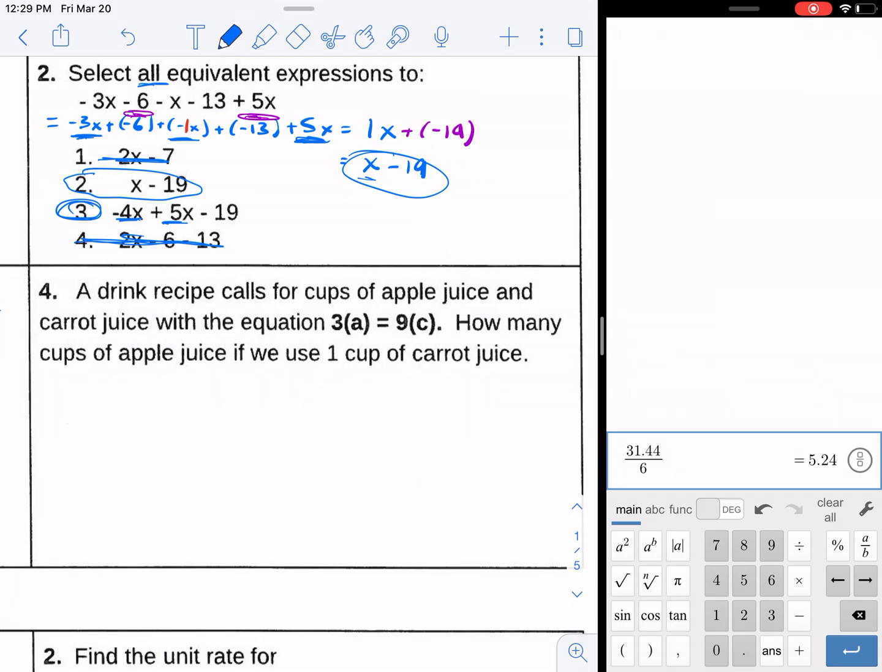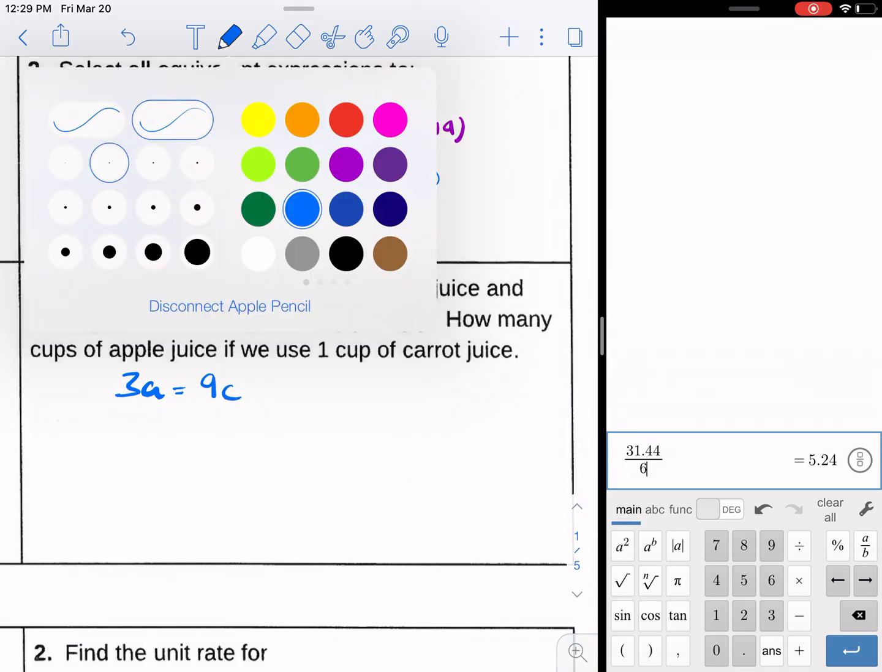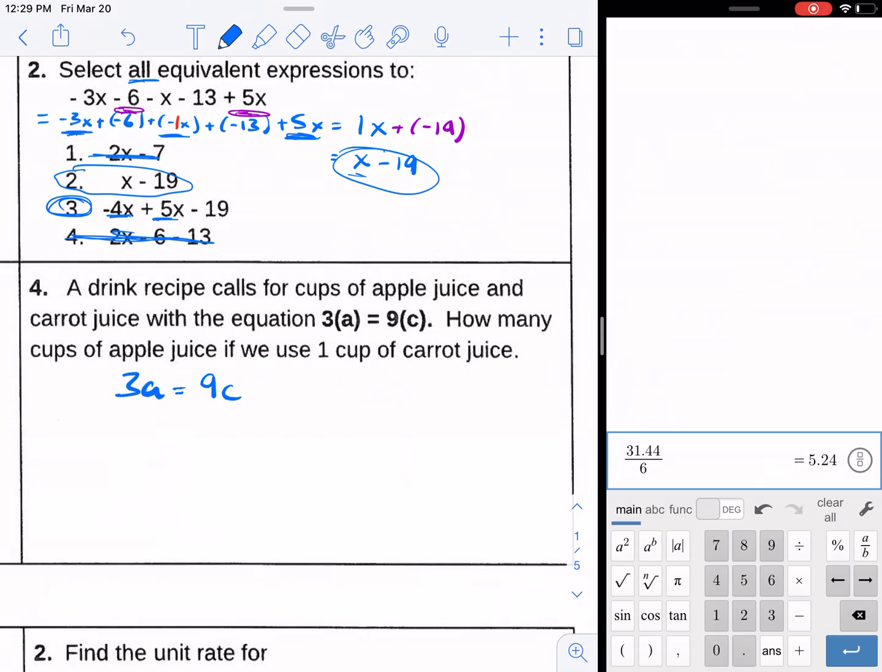Well, the equation is 3a equals 9c. And if we use a little bit of thinking, then the A must be apple juice. And the C must be carrot juice. And it says how many cups of apple juice if you use 1 cup of carrot juice. So they gave me the number 1, but it's 1 cup of carrot juice. So do I plug it into the A or into the C? Well, since it's carrot juice, I'm going to plug it into where the carrots is. So I'm going to plug it into carrots.